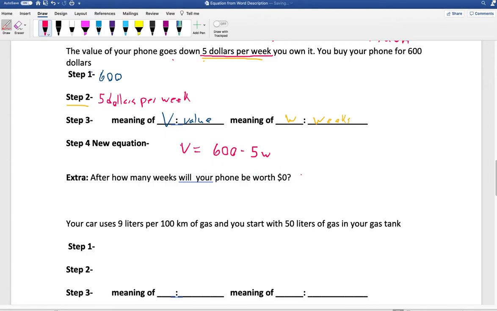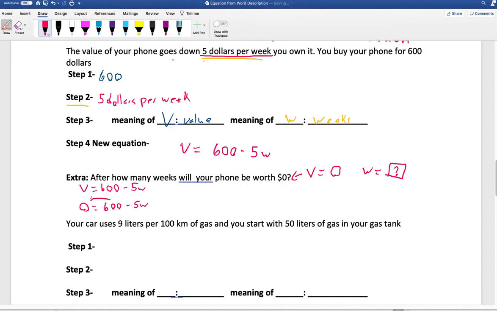So we have to recognize that this here is the V value. So it's going to be worth 0. So your V is going to be equal to 0. And we're looking for weeks. That's our question mark. So let's write down our original equation. 600 minus 5W. Then we're going to put in what we know. So 0 equals 600 minus 5W. So now we have to solve for this.